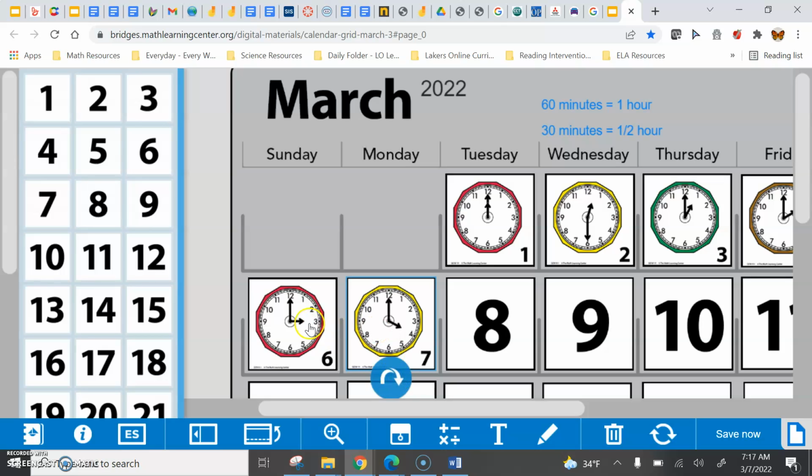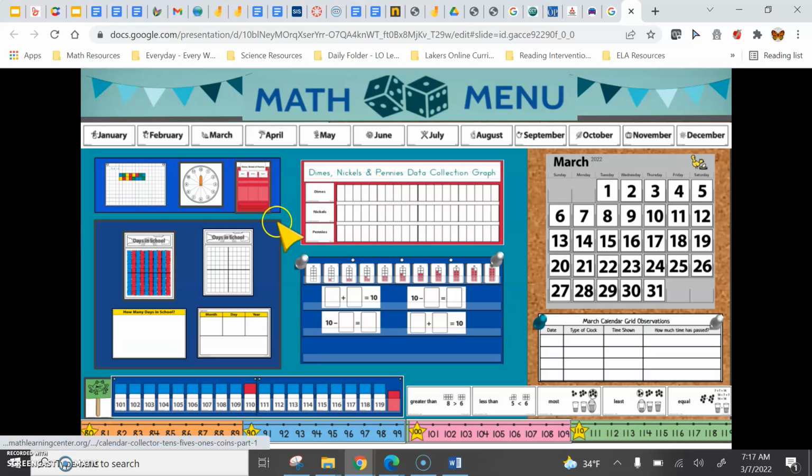Whoa, we moved from 3 o'clock here to 4 o'clock. That's how much time went by. 1 hour. We'll talk about this more in class as well to make sure you're comfortable with it. Let's see what else is on our calendar.